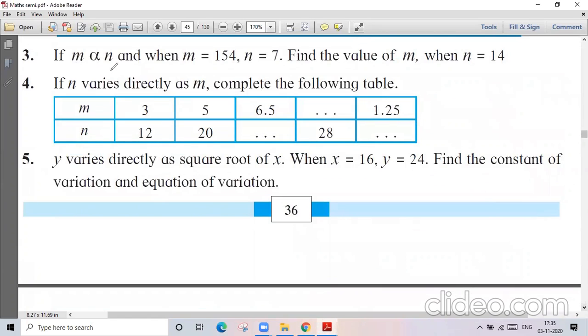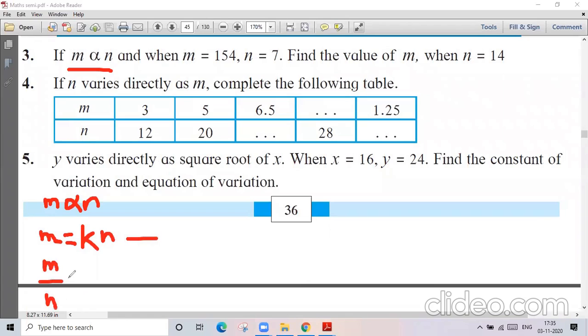M is directly proportional to n. That means M is equal to Kn, where K is the constant of proportionality. तुम्हाला लिहायचं K is the constant of variation. So K is equal to M upon n. Right? Now put the values of M and n. इथे तुम्हाला दिले M ची value 154, n ची value 77.